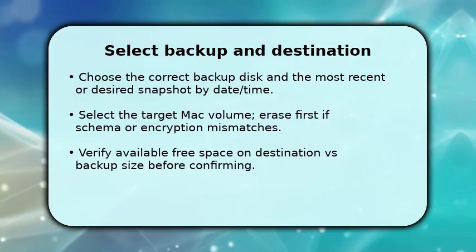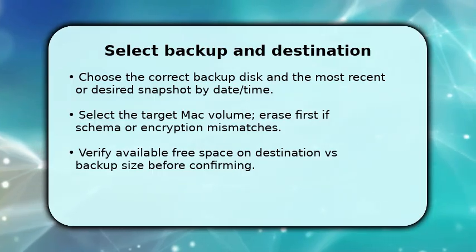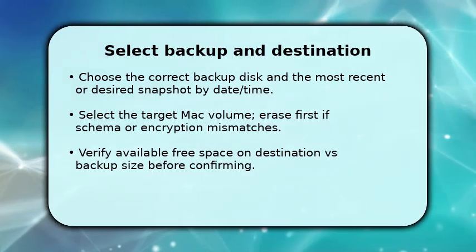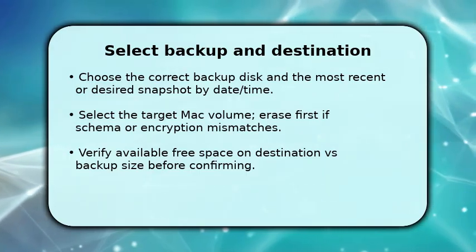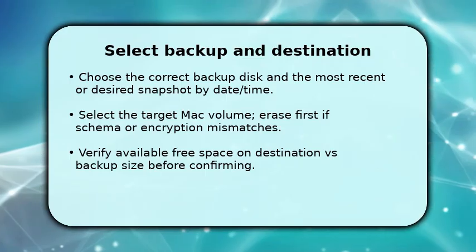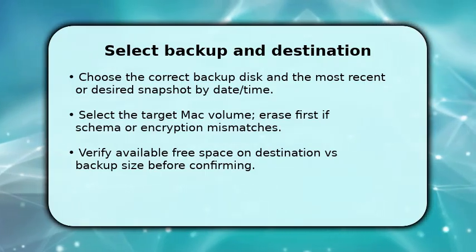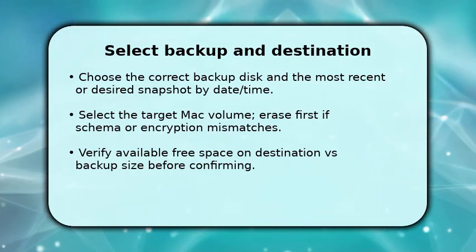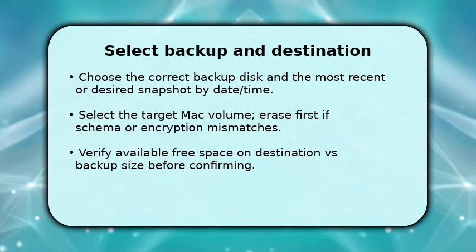Next, select the destination volume on your Mac. If the volume has different encryption or an incompatible scheme, you should erase and reformat it first using Disk Utility. Once the target is prepared, verify free space and confirm the restore. Time Machine will copy the snapshot contents and preserve permissions. This step can take from minutes to hours, depending on size and connection speed.